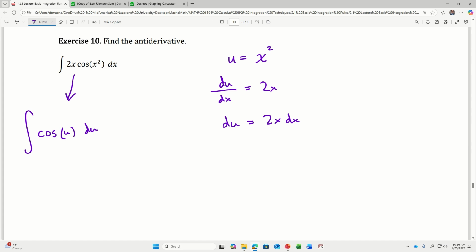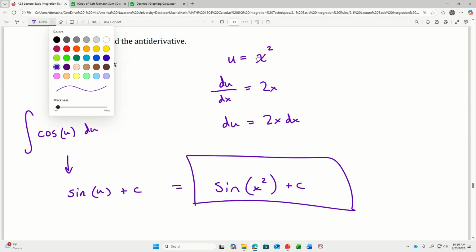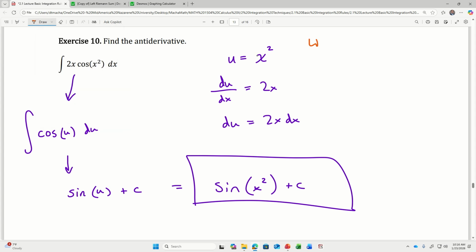So Gwen, I know what Kyle did in Calculus 1, because he took Calculus 1 from me, but did you do this in Calculus 1? Okay, very good. So you find the antiderivative. It's sine, don't forget the plus c, and then we just reverse the substitution, and we get sine of x squared plus c. Perfect.